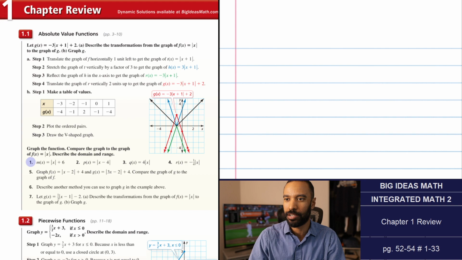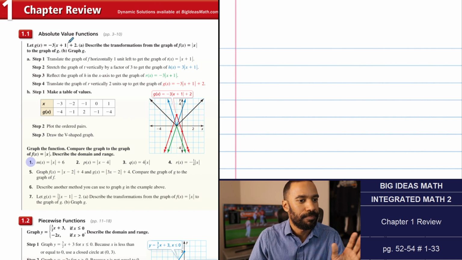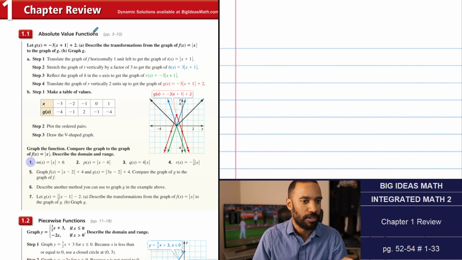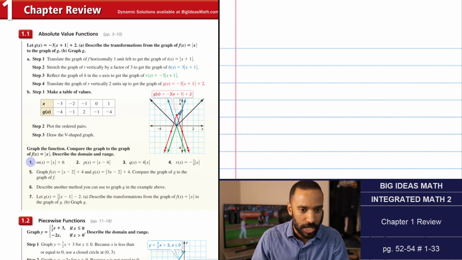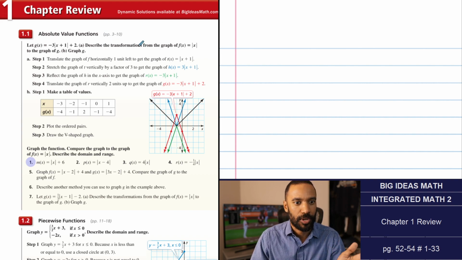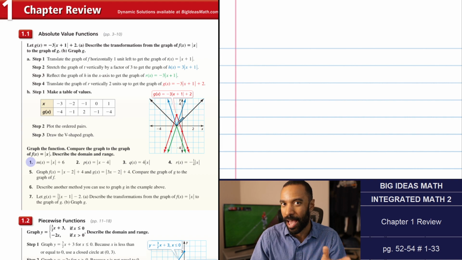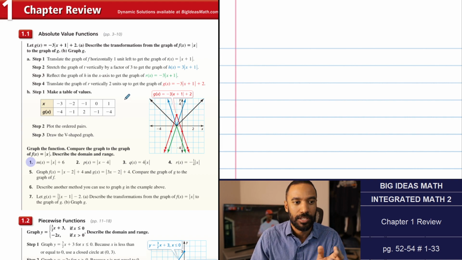And what we have here, here's what I get to write on, is in 1.1, absolute value functions. They're showing examples right here, and then we'll do these problem sets. So let g of x equal negative 3 times the absolute value of x plus 1, plus 2. That is the red one here. Describe the transformations from the graph of f of x equals absolute value of x, the black, to the graph of g, and then graph g. I think that the blue and the green are in between to state everything that happens in between, and we'll see those when they do that.